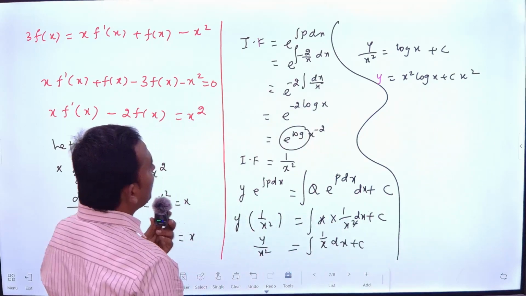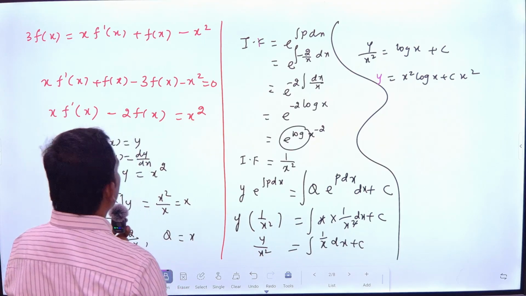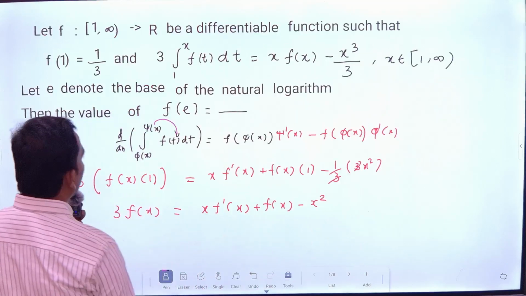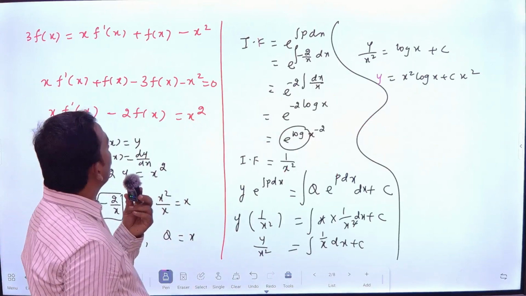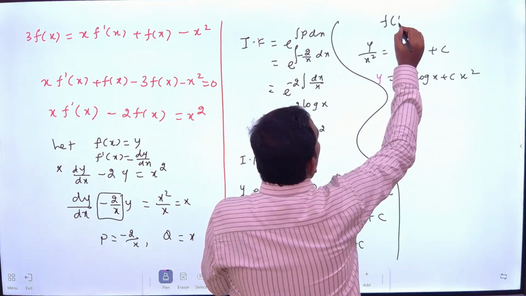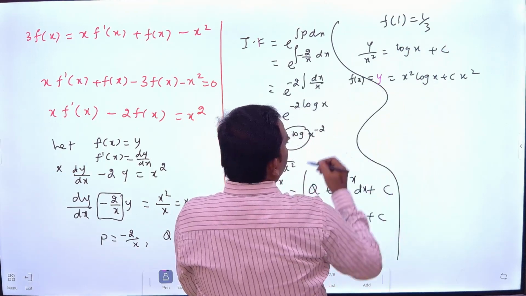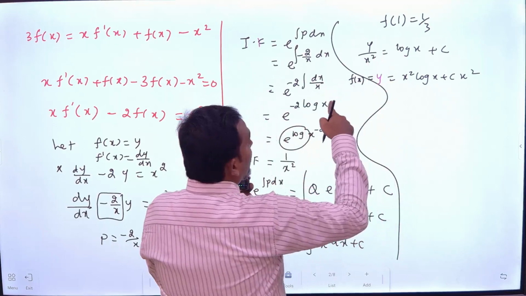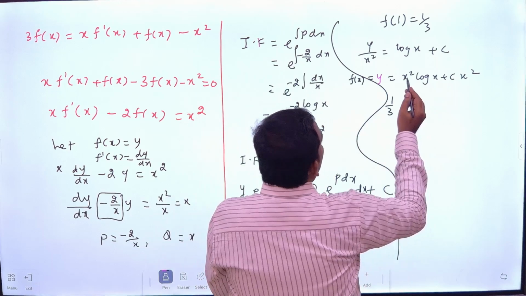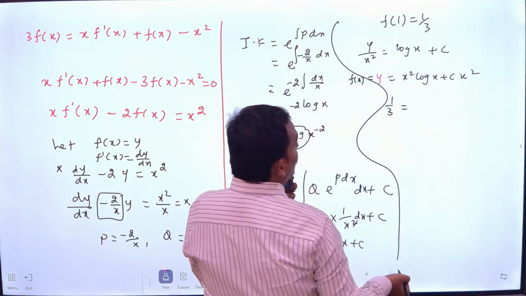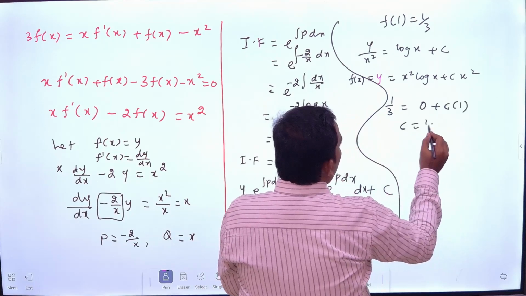Now how to find out c here, right? C we need to find out, no? So what is the initial value condition given? F of 1 is equal to 1 by 3. You can use that idea. F of 1 is equal to 1 by 3. This is f of x, right? Just apply x equal to 1. You'll get 1 by 3. See here, if you put 1, so 1 into log 1. Well, log 1 will be 0 plus c into 1, right? So c is equal to 1 by 3.